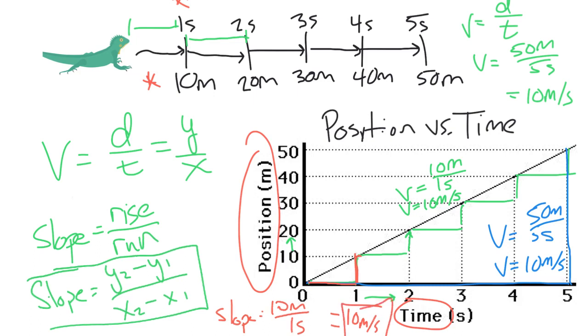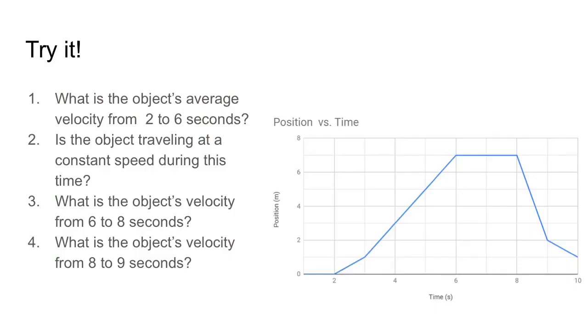And so the important part of this is when you're reading a position versus time graph, the slope of the line is the velocity of the moving object, because it's the change in the position divided by the change in the time. And so let's take a little bit of time, go back and try this on your own. Try to answer these 4 questions using the information we just went through.